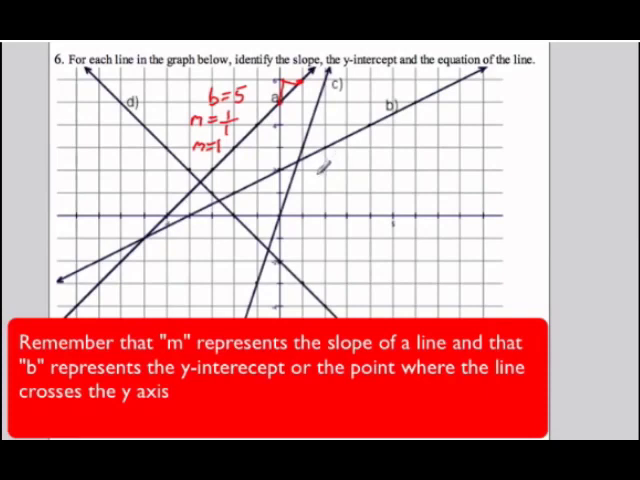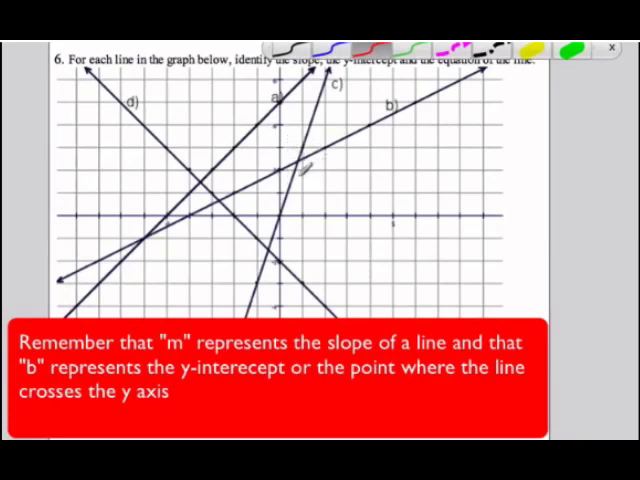Now, if we're going to write the equation of the line, remember that the equation of the line is in the form, and I'm going to write it over here, y equals mx plus b. And so we can write this as y equals 1x, but we're just going to write x because this is understood to be a 1 for the coefficient, so that's 1x plus 5. So our equation is y equals x plus 5.